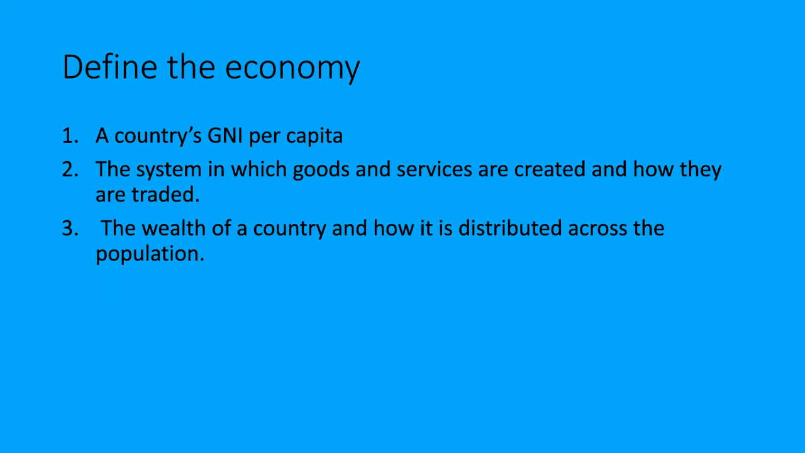Brief recap then. Define the economy. Pause the video, read through the answers on the screen, and just have a think about what the correct answer is. So, an economy is a system in which goods and services are created and how they are traded. If you thought it was number one, GNI per capita is how we measure the size of the economy. It's not what the economy is.